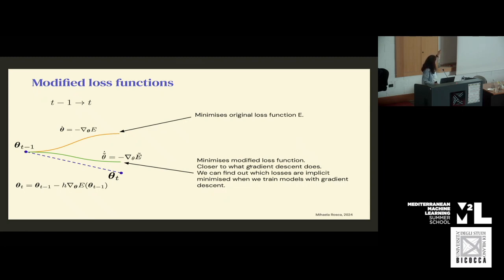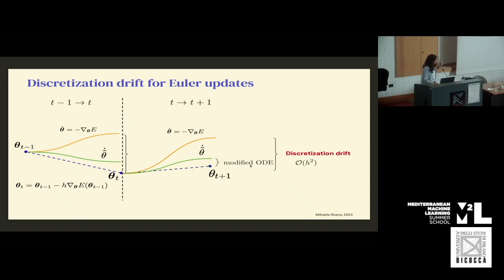And if this ODE follows gradient descent closer than our original ODE, that means we can find some sort of implicit bias of what gradient descent is doing. So again, we have our H squared error. We're going to find another ODE that has a smaller order of error. In this case, we're going to do just H to the third. So we're going to reduce the order of error.